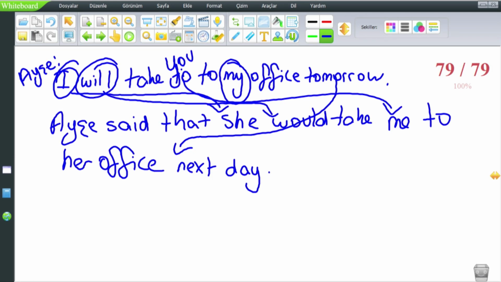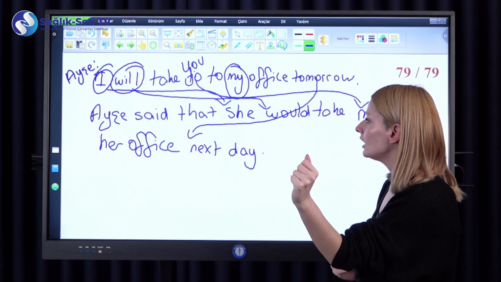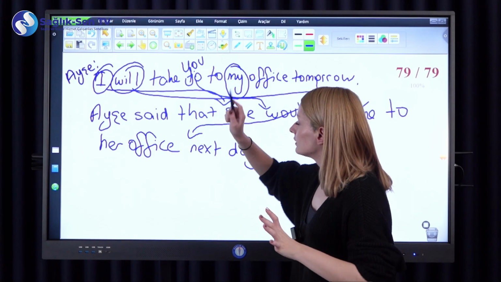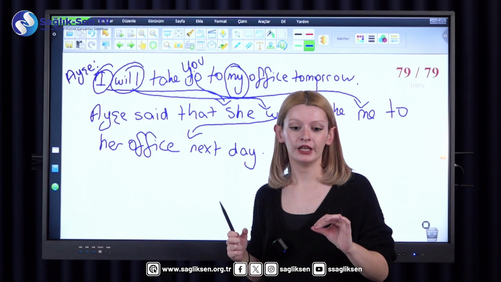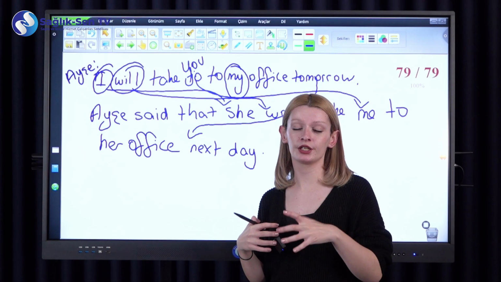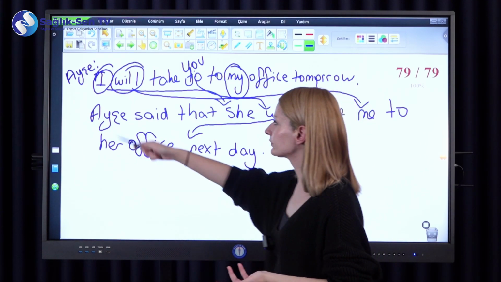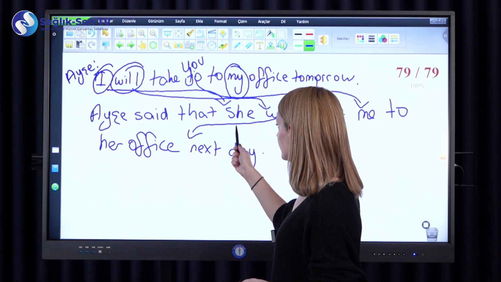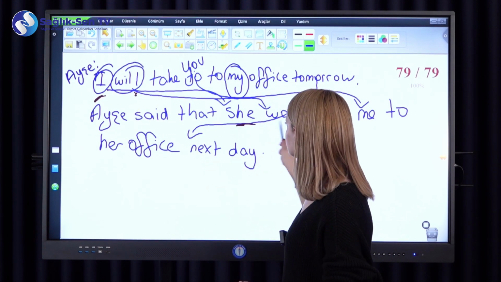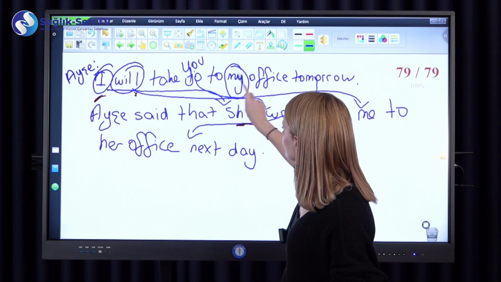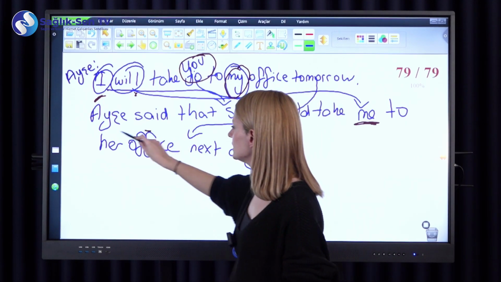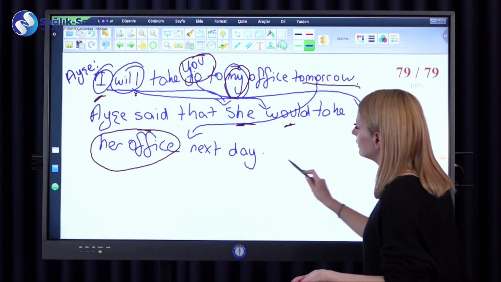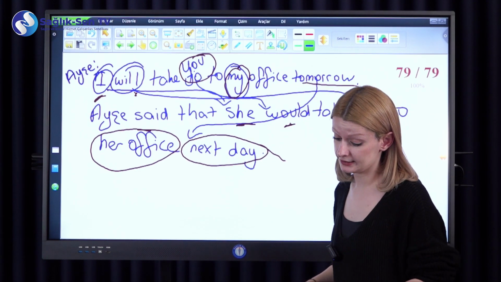This is a tricky one because there are a lot of pronouns and time expressions and tense, all those things. I have to be transforming time expressions as well, or otherwise our tense transformation doesn't mean anything. I turned into she, will turned into would, you turned into me, my office turned into her office, and tomorrow turned into next day.